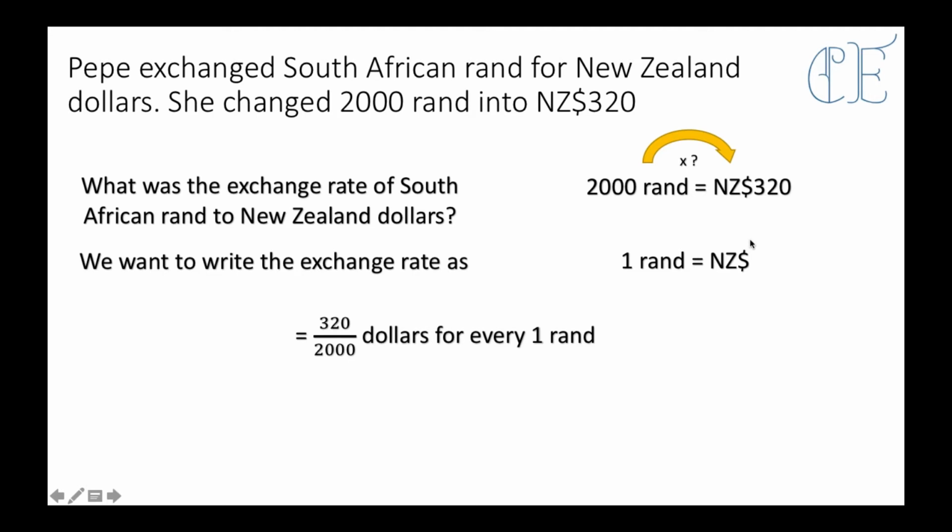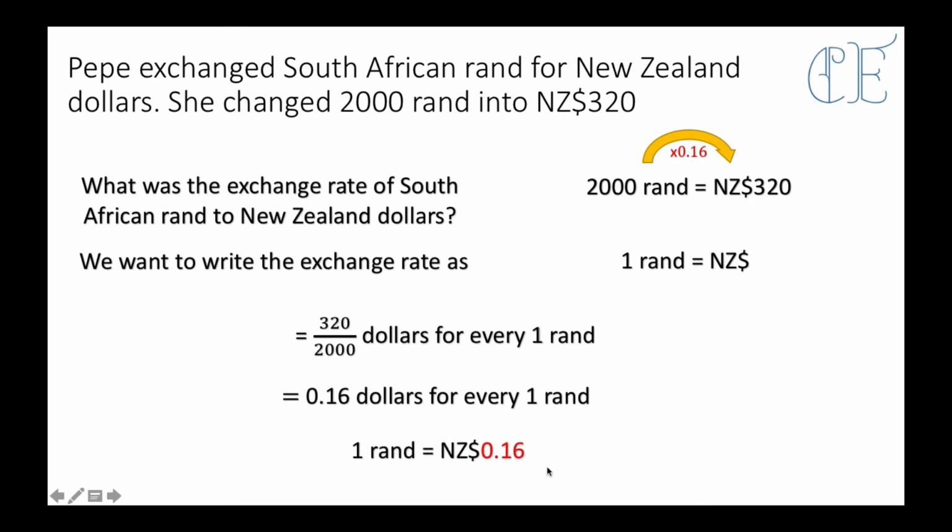So in order to do that, I just do 320 divided by the 2,000 because I want to know what I'm timesing by. If I divide the numbers, I'll be able to know. So 320 divided by 2,000, for every 1 rand, that's $0.16 for every rand. Okay, so actually what we did was times by 0.16 here. So if I just do the opposite, do the division, I'll be able to work it out. So 1 rand is equal to 0.16 New Zealand dollars. Okay.